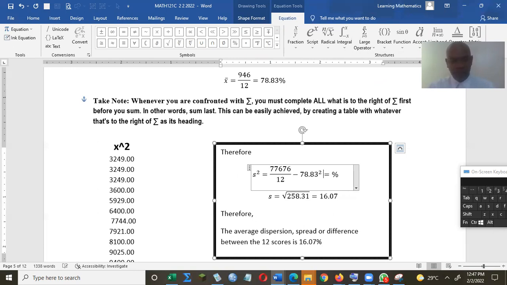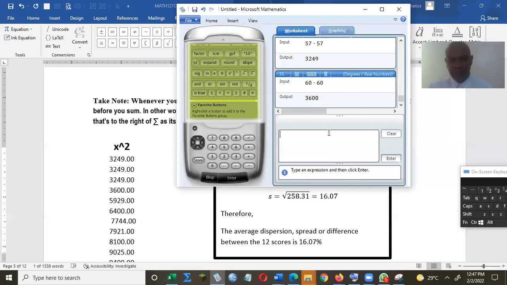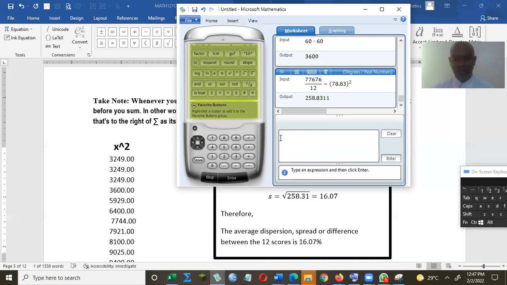You can type this straight into your calculator. Get accustomed to typing as is straight off in your calculator. There it is: 77676 divided by 12 minus 78.83 squared. As this is written, you can put it in your calculator. You can use brackets, put this in a bracket and close it, and they give you your answer one time for the variance: 258.83.